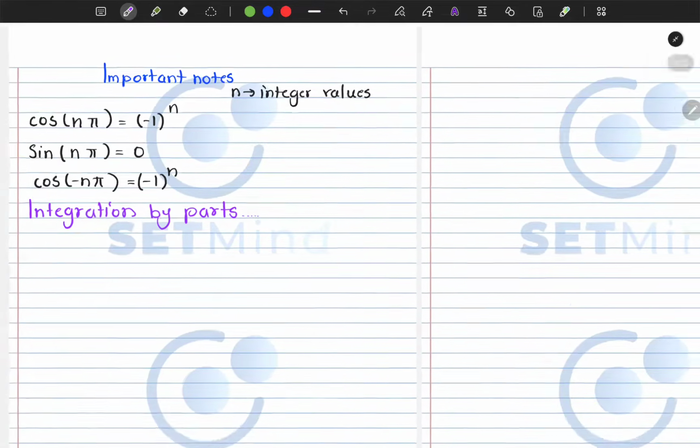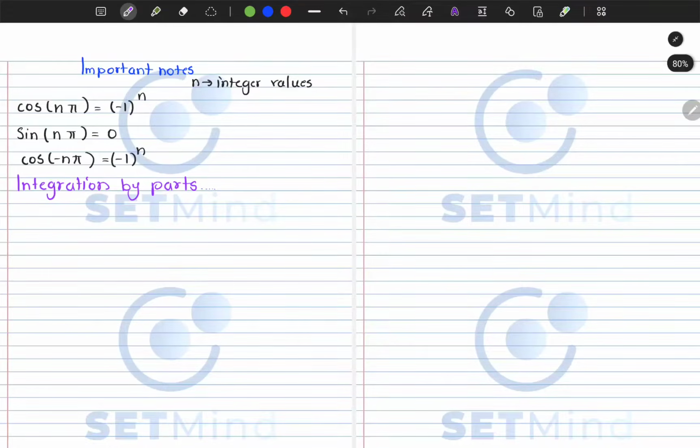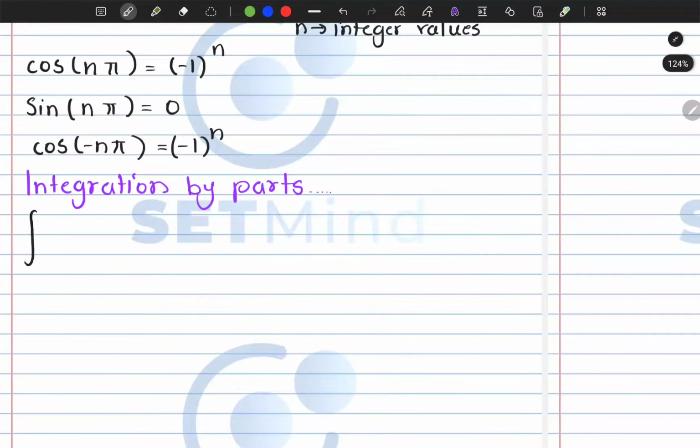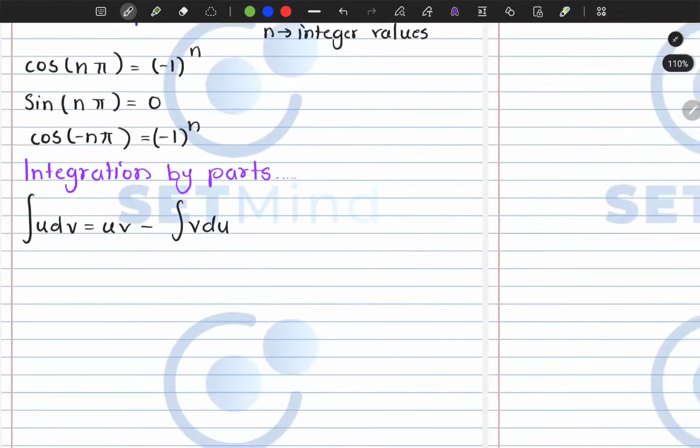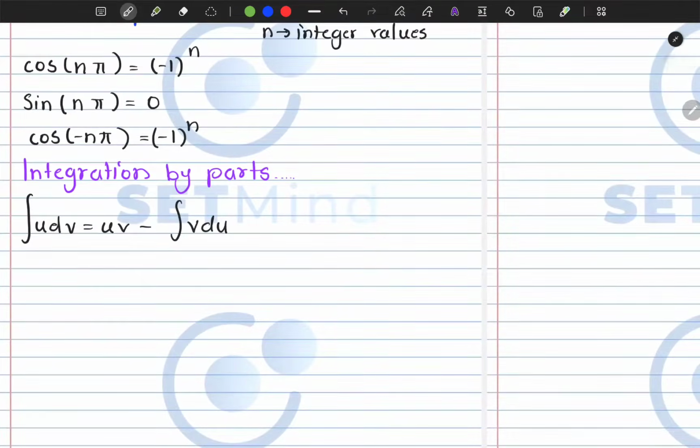So if you remember how we find our an and bn, you are multiplying two functions that are dependent on x. And with integration by parts, what you have is the integral of u dv equals u times v minus the integral of v du. So this would be doing it by integration.